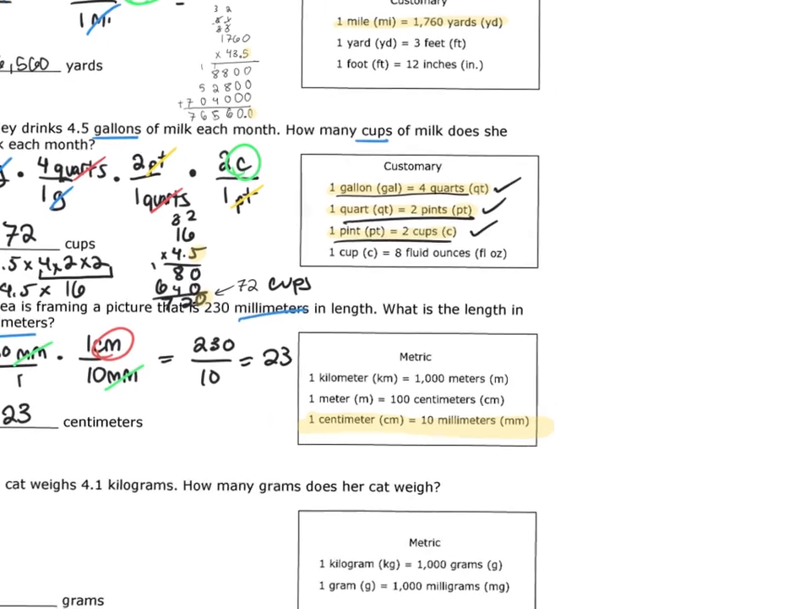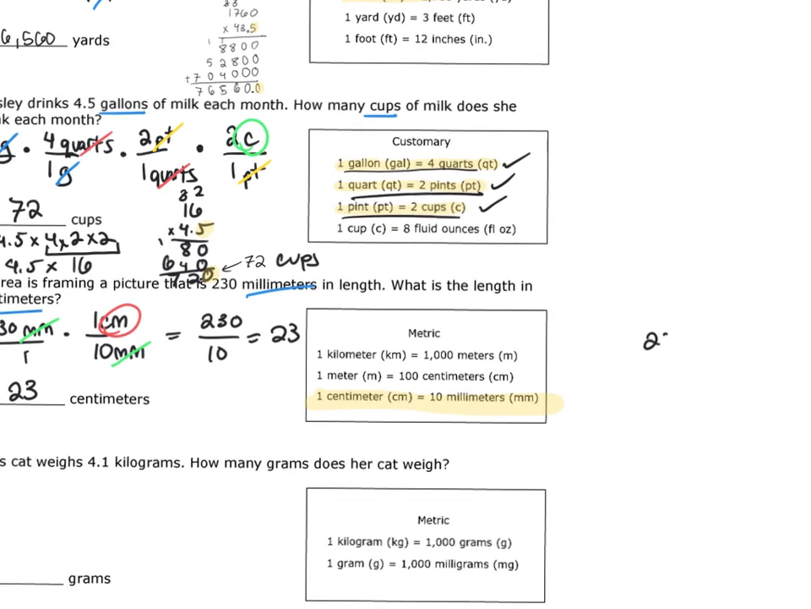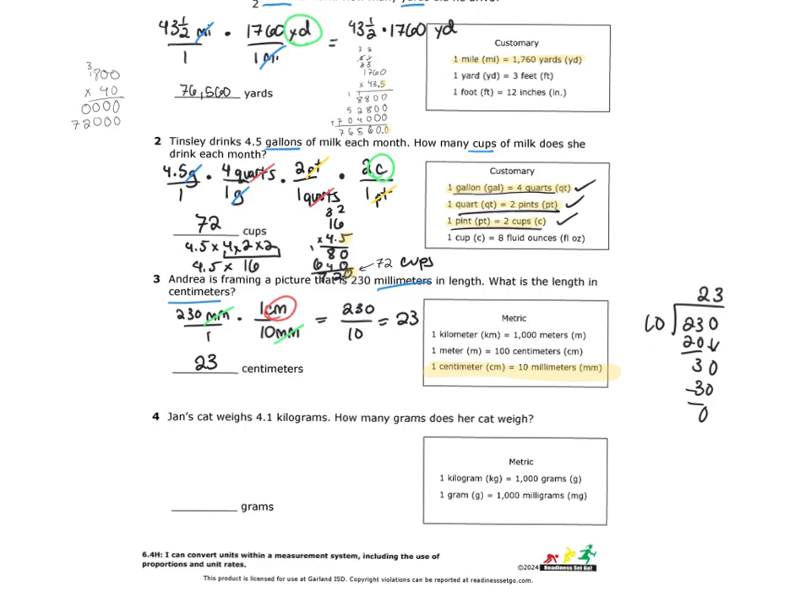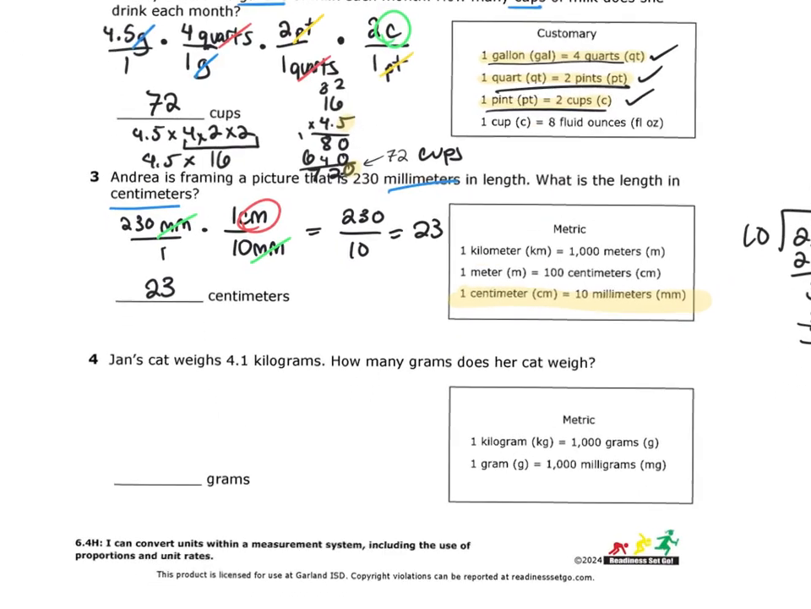If you don't believe me, let's just try it really quick. 230 divided by 10. 10 goes into 23 2 times. And 10 goes into 30 3 times. So 23 times 10 is 230. All right, there's one more problem here to look at in this micro lesson.